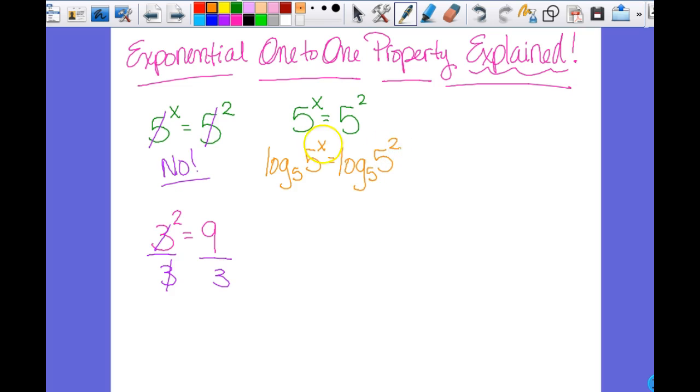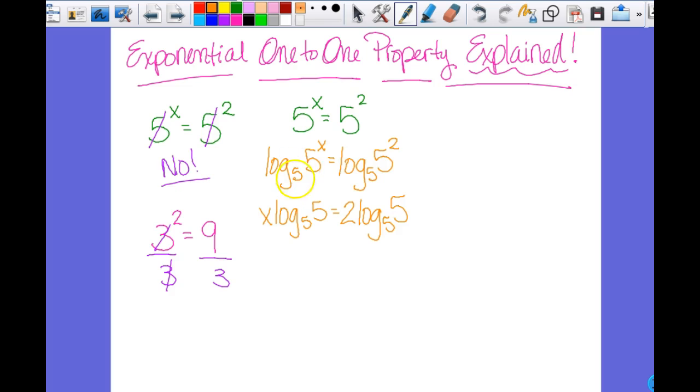So now we can use our exponent rules. The exponent comes out, so I get x times the log base 5 of 5 equals 2 times log base 5 of 5. You seem to throw around the words "they cancel out" a lot. Things don't cancel out. They cancel out when you divide, add, subtract, or whatever. Nothing's canceling out here necessarily. I mean, yes, I could divide both sides by log base 5 of 5, but I don't need to.